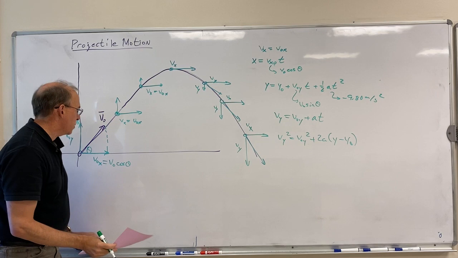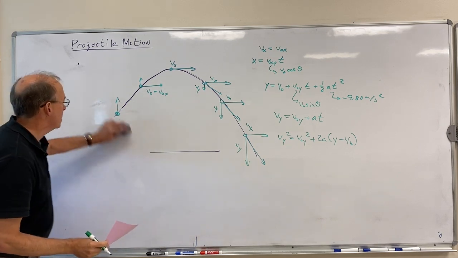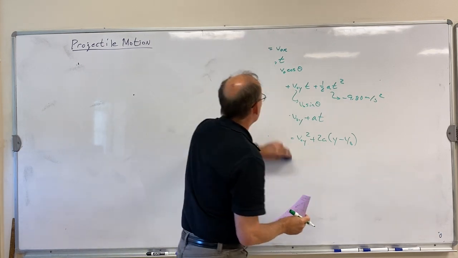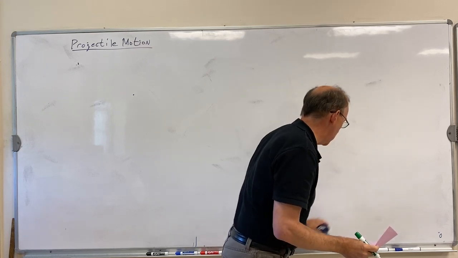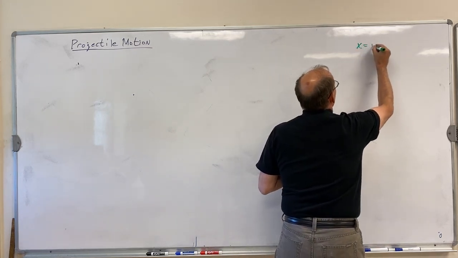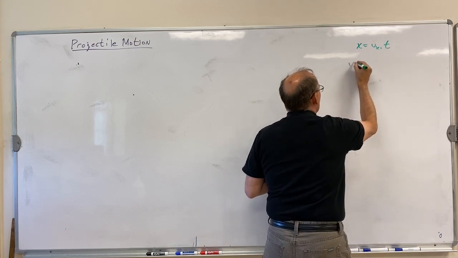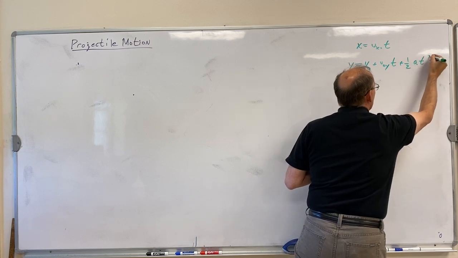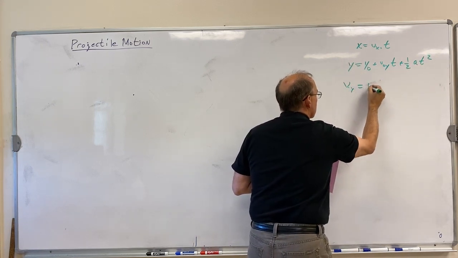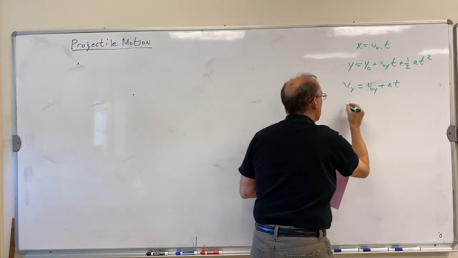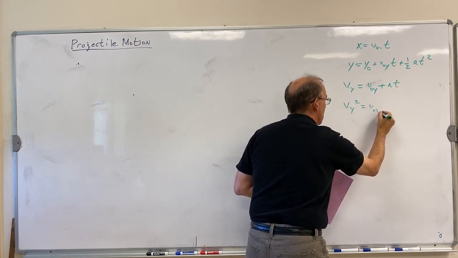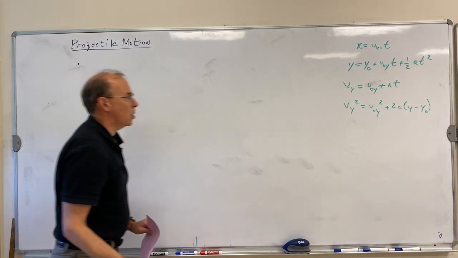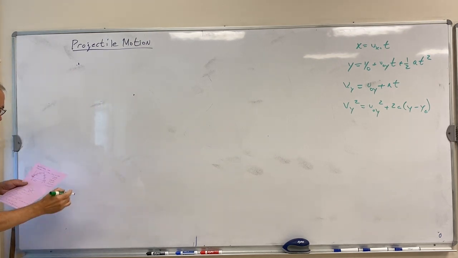Let me do an example for you. So I'm going to rewrite these equations real quickly off to the side where I can refer to them. I've got distance is velocity times time in the x direction. y is y naught plus v naught y t plus 1/2 a t squared. vy is v naught y plus at, and vy squared is v naught y squared plus 2a(y minus y naught). That's the same equations I had a moment ago. I just wanted to be able to refer to them.